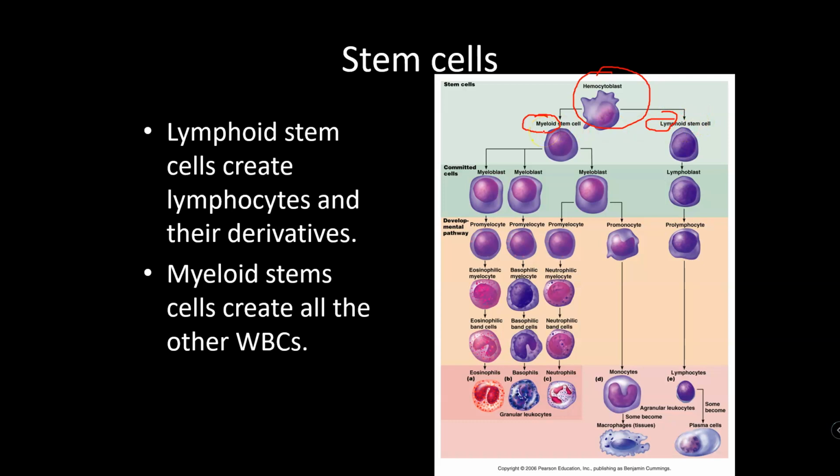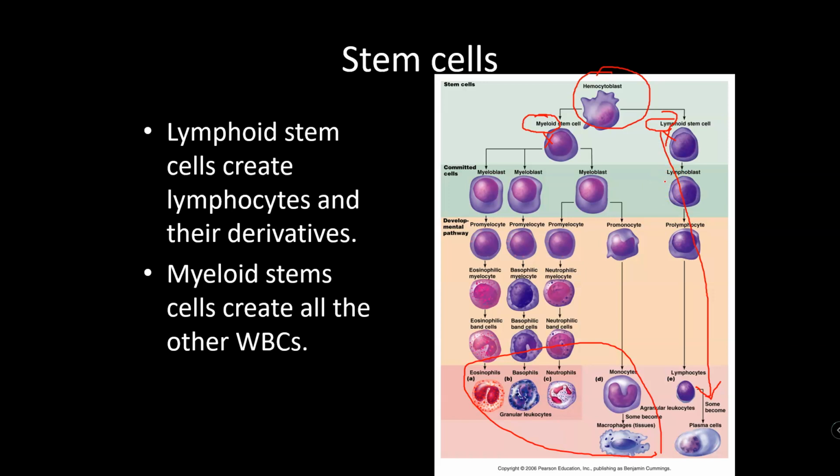The myeloid stem cell does most of the work in relation to the white blood cell. It's going to make 4 out of the 5 types of white blood cells. The lymphoid stem cell just does lymphocytes, and that's it. Now, because we're getting to this here in just a minute, if one of these 2 stem cells ends up dividing more often than it's supposed to, that can end up giving you leukemia.